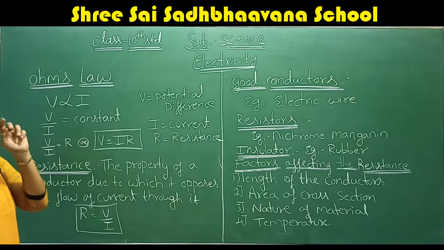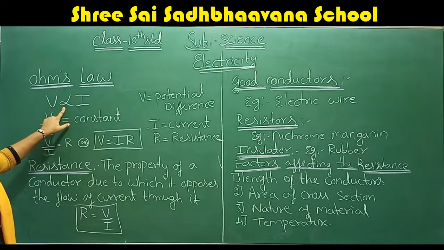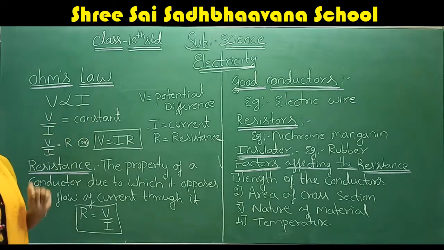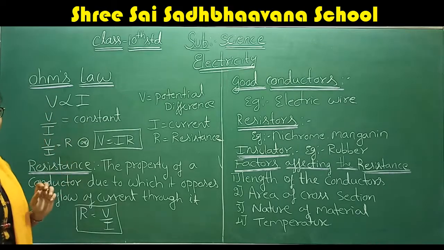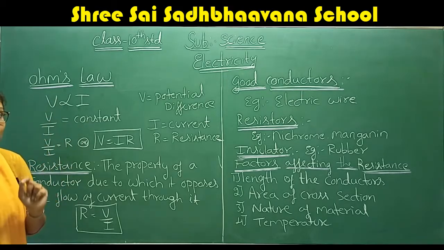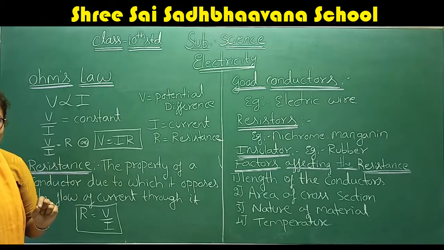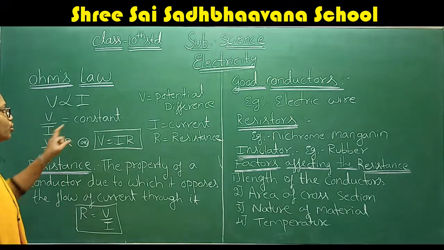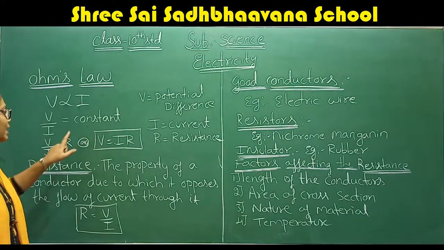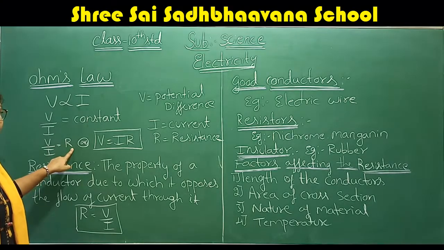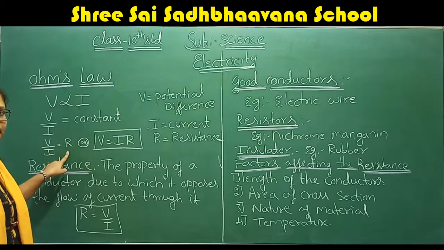If you are going to remove this proportionality symbol, we are going to use one constant. I am not telling this for Ohm's law only. Anywhere, if you remove the proportionality symbol in any equation, you have to put a constant. Here I have taken the constant as R.